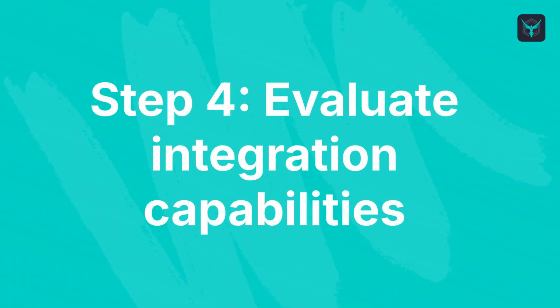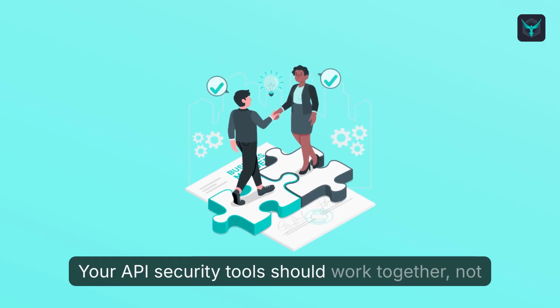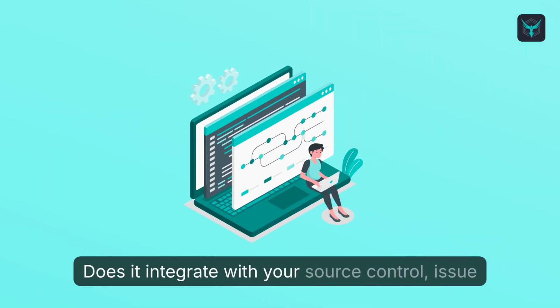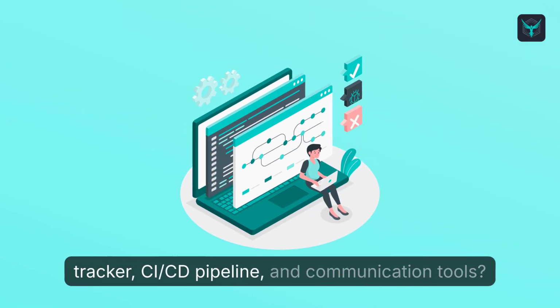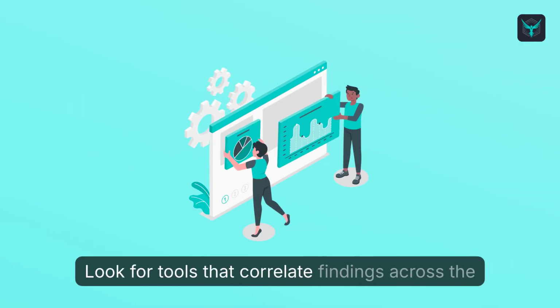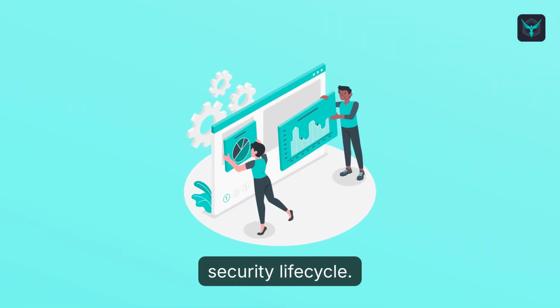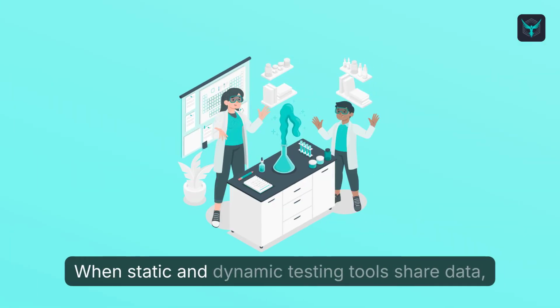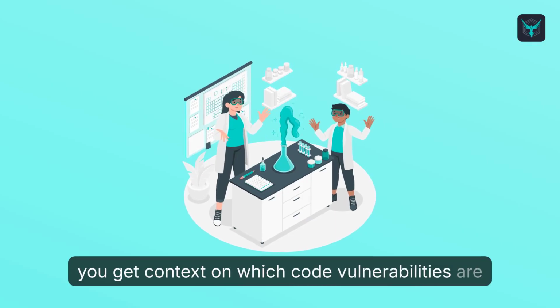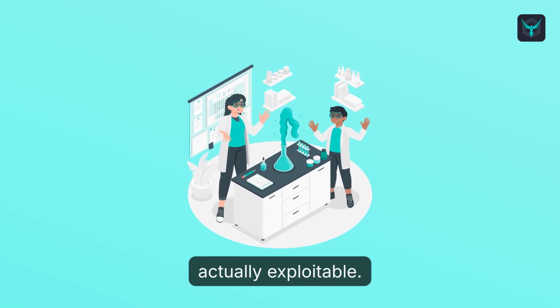Step 4. Evaluate integration capabilities. Your API security tools should work together, not create data silos. Does it integrate with your source control, issue tracker, CI/CD pipeline, and communication tools? Look for tools that correlate findings across the security lifecycle. When static and dynamic testing tools share data, you get context on which code vulnerabilities are actually exploitable.